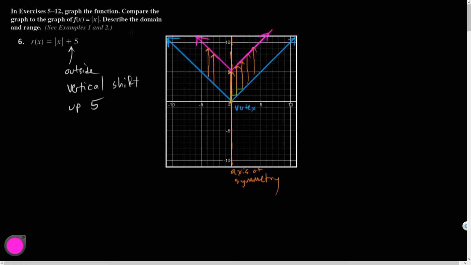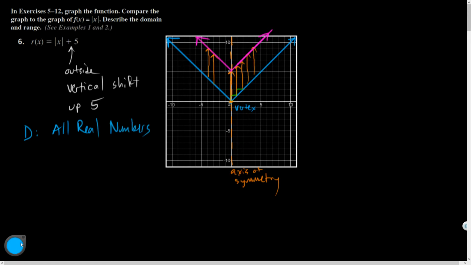Here they asked a question: describe the domain and range. So for the domain, notice if I was to smush the purple graph down to the x-axis, it keeps going forever this way, and it would cover everything. So you could say the domain is all real numbers.